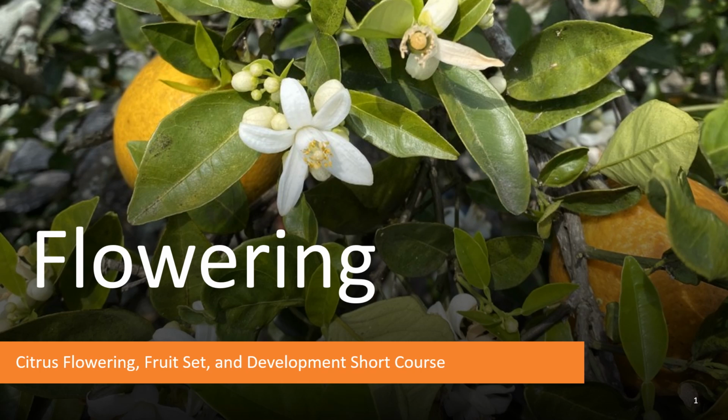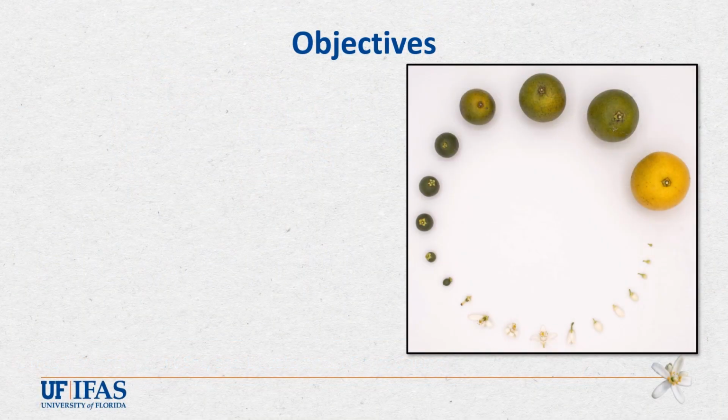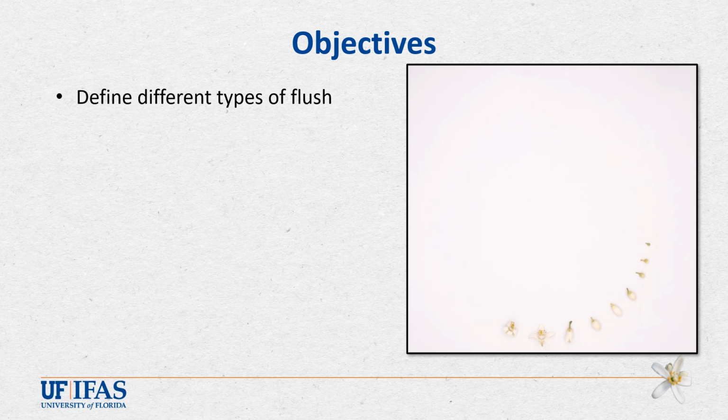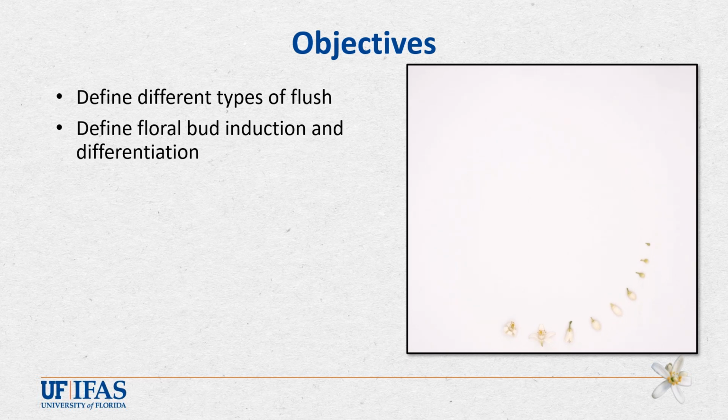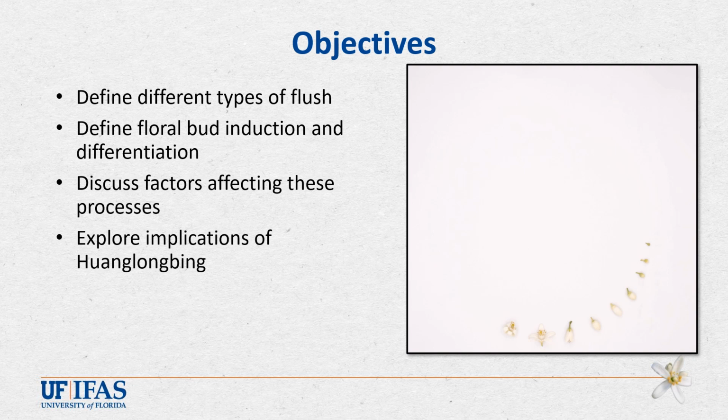Hello and welcome to the flowering portion of the Citrus Flowering, Fruit Set, and Development short course. In this module, we will focus on flowering. We will define the different types of flush that can emerge, cover the differences between floral bud induction and differentiation, discuss factors affecting these processes, and lastly explore how HLB is affecting flowering in sweet orange.